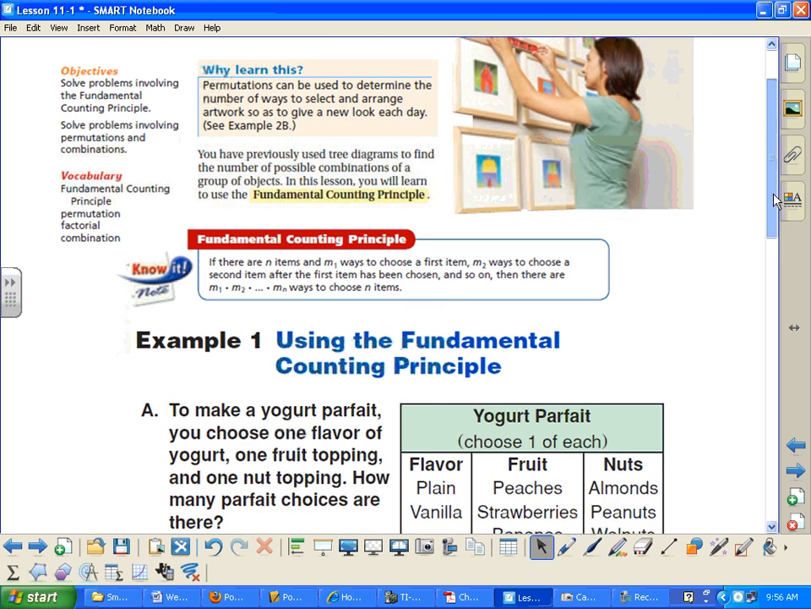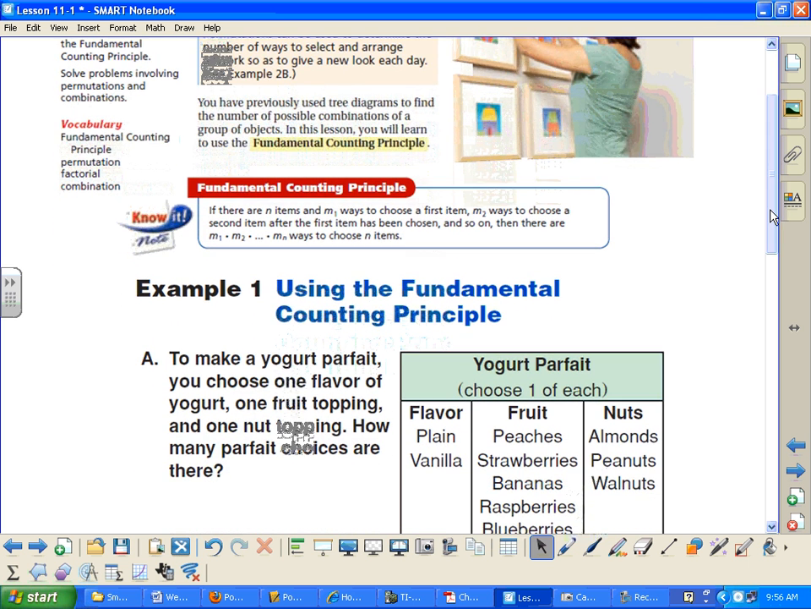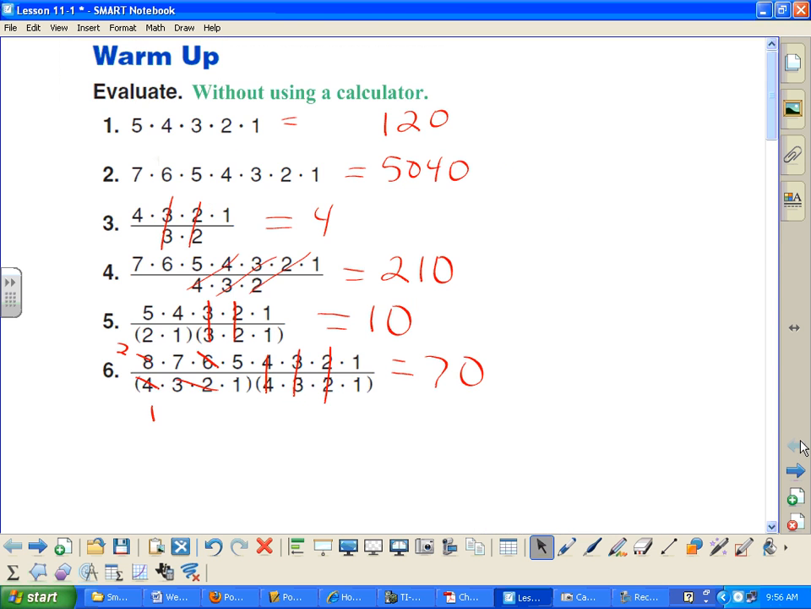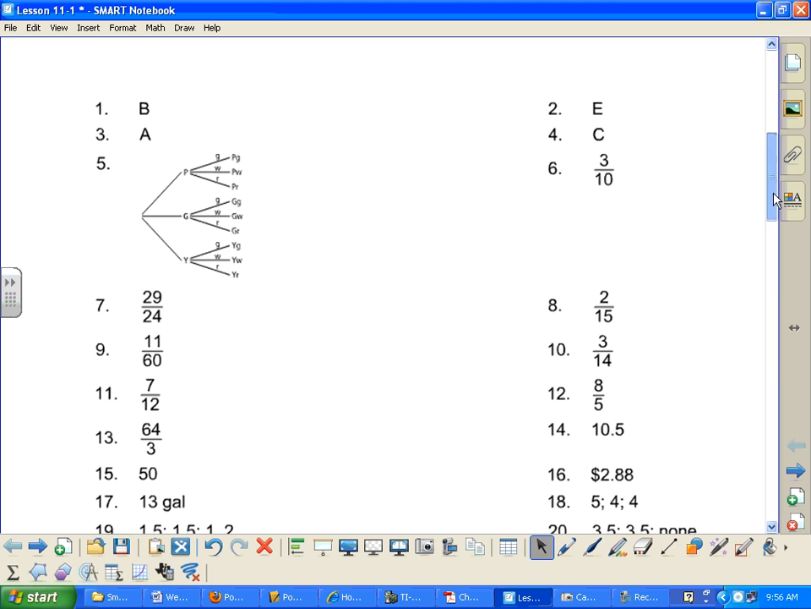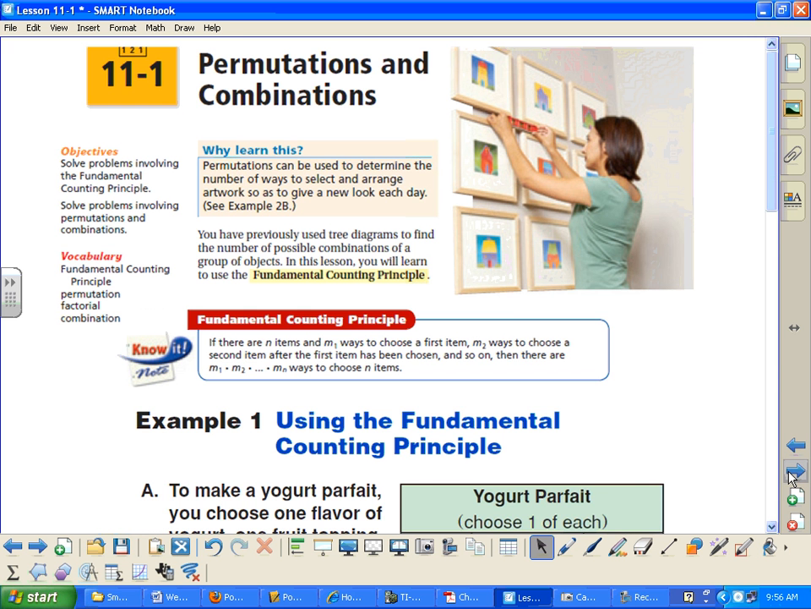So we've used the fundamental counting principle when we've done tree diagrams. And the only thing that happens there is that if we have multiple things, we multiply them together. For instance, on this tree diagram we had here, we have 3 different choices here times 3 different choices there. And 3 times 3 is 9. It's as simple as that.